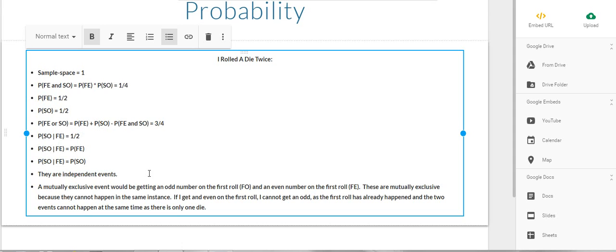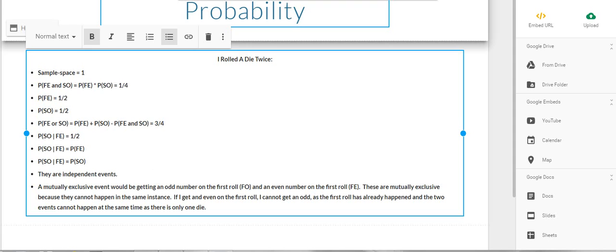Mutually exclusive events would be if I rolled an odd number on the first roll and an even number on the first roll, because the first roll can only happen once, and these two events cannot happen at the same time.